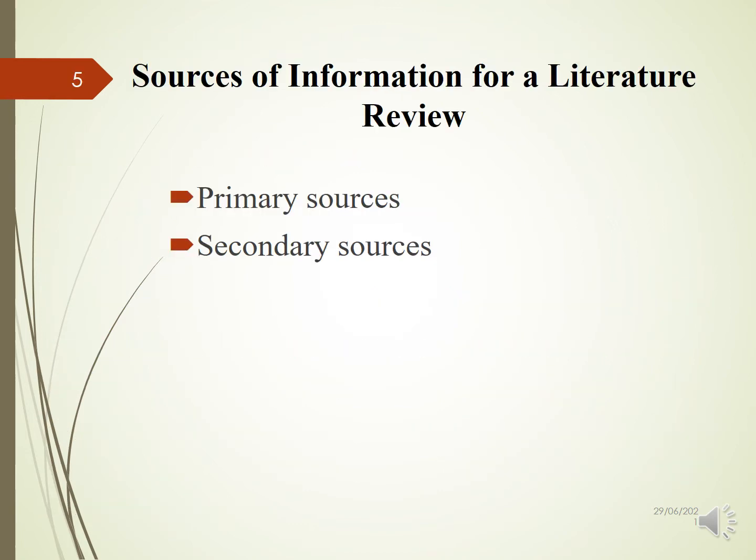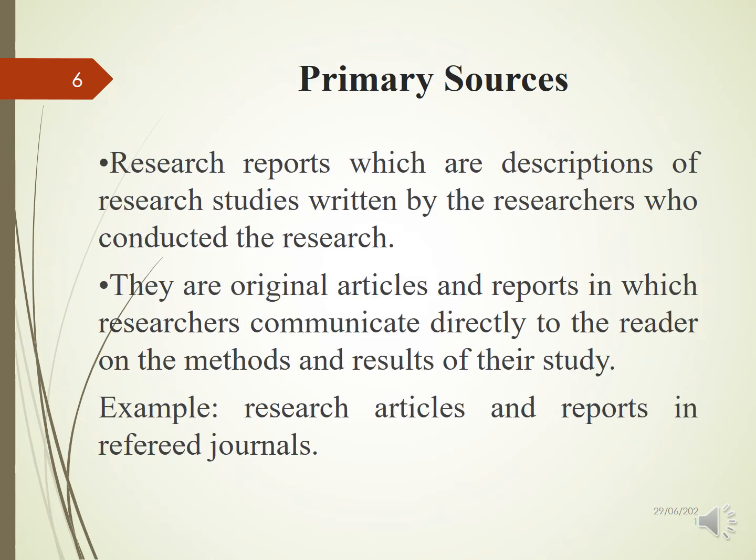Basically, the information for a literature review can be categorized into two. So we talk of sources of information for a literature review. We have the primary sources and we have the secondary sources of literature. Primary sources of literature, what are they? They are research reports, which are descriptions of the research studies written by the researchers who conducted the research.